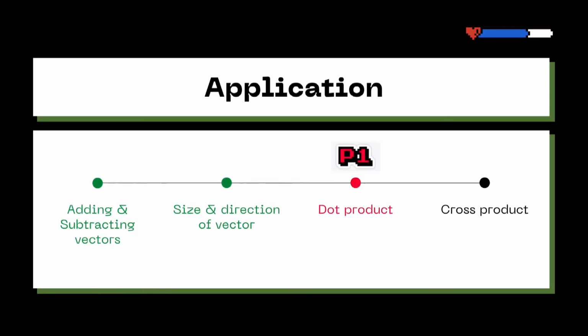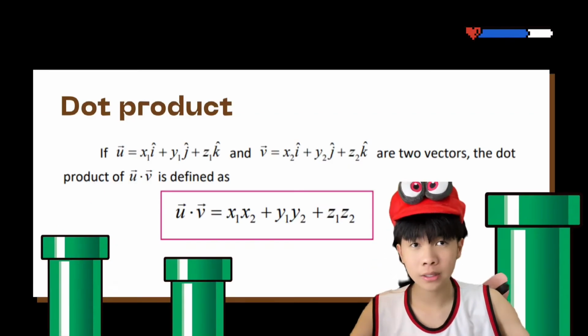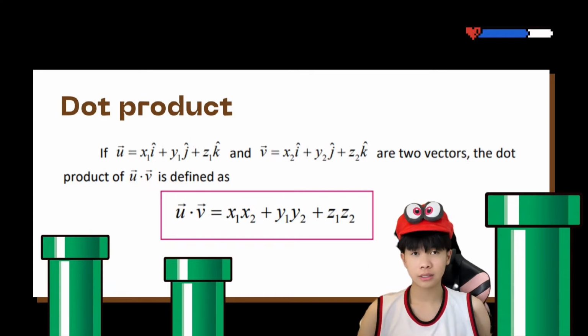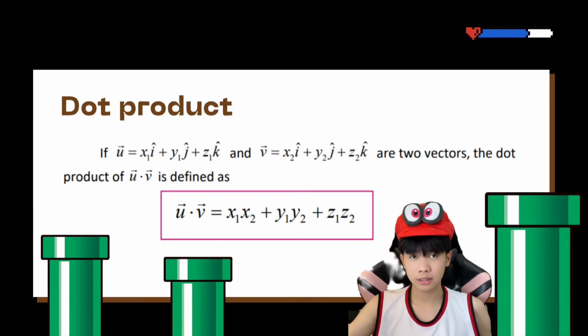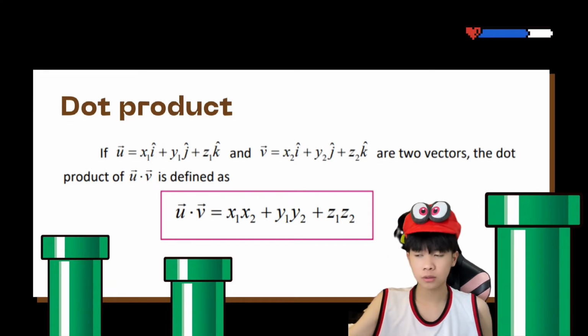Moving on to the third level. This is going to be more confusing. This is called the dot product. The dot product of two vectors u and v is defined as the sum of the products of the components of each vector: x1 times x2 plus y1 times y2 plus z1 times z2.